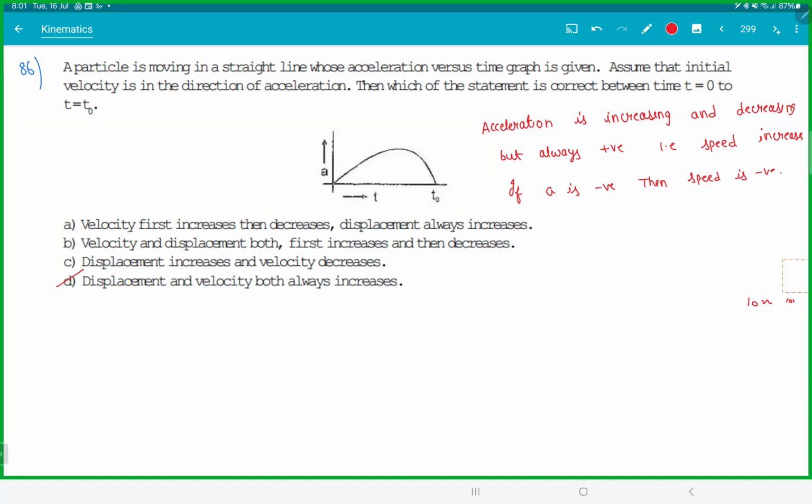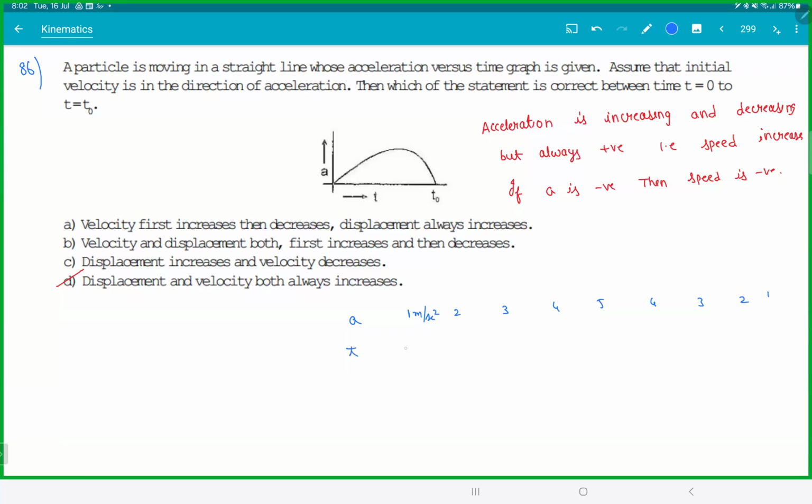You're getting it? So acceleration means simply it will change the velocity. Let me give you some numbers, you'll understand. Let's say acceleration is 1, 2, 3, 4, 5, 3, 2, 1. So the meaning of this is 1 meter per second square, meaning in 1 second, speed will increase by 1 meter per second.